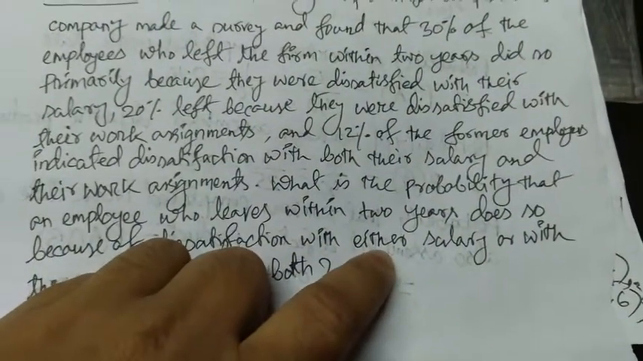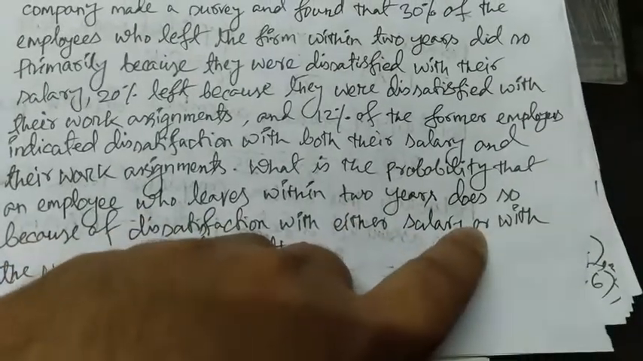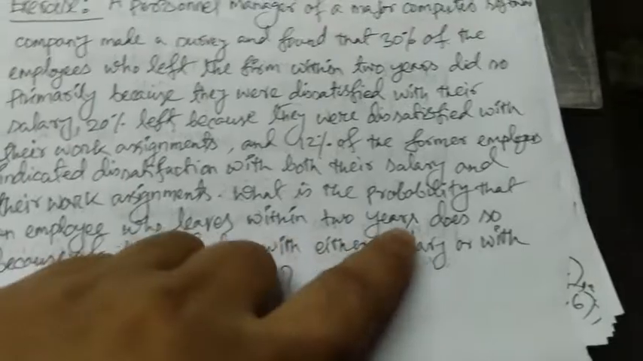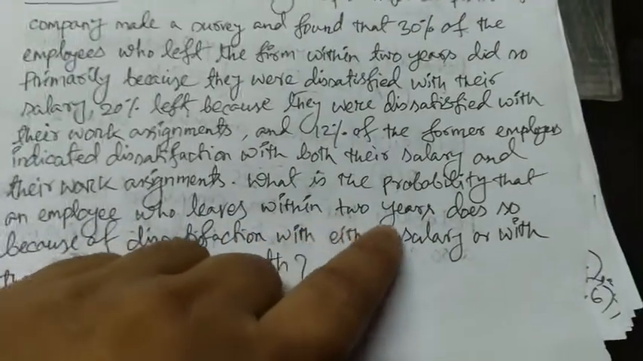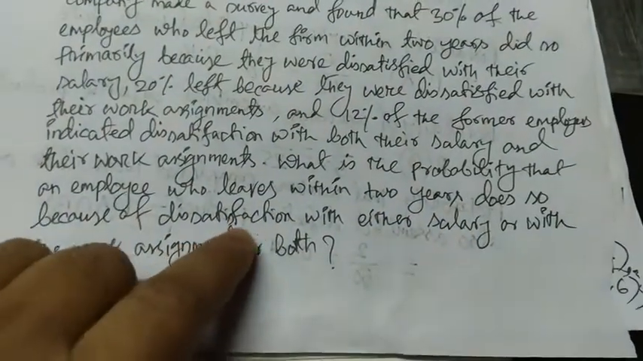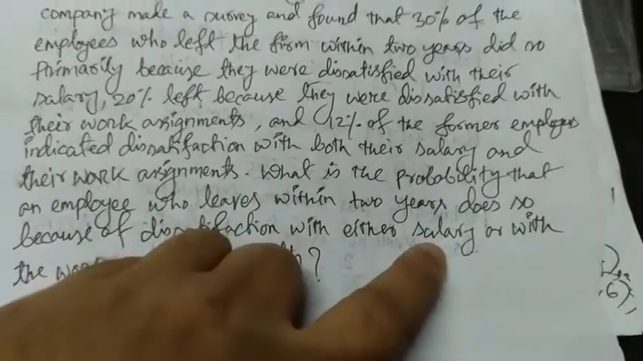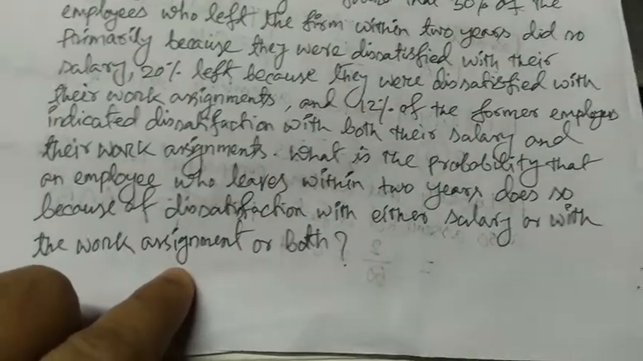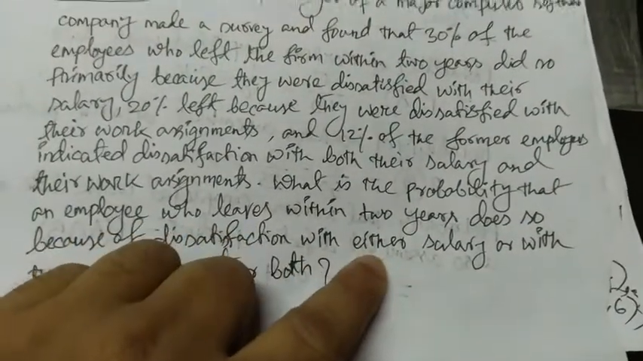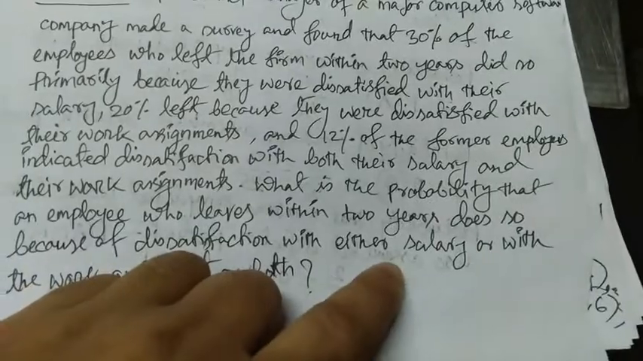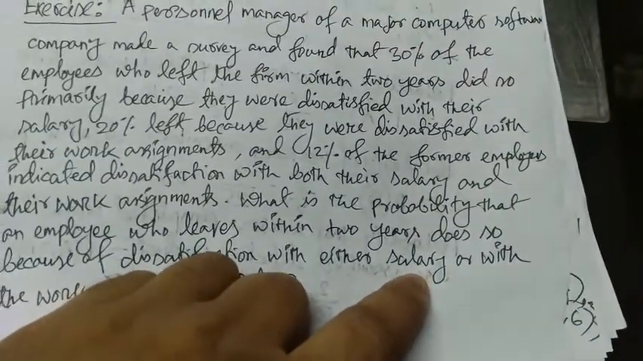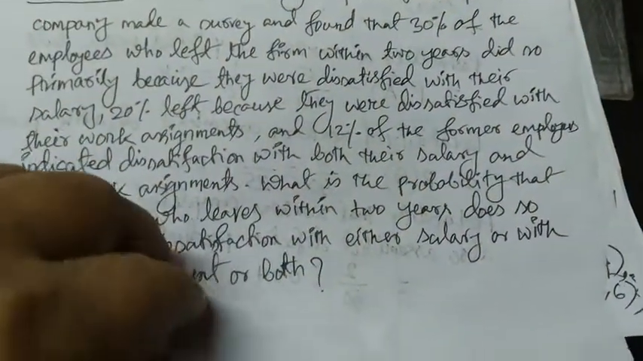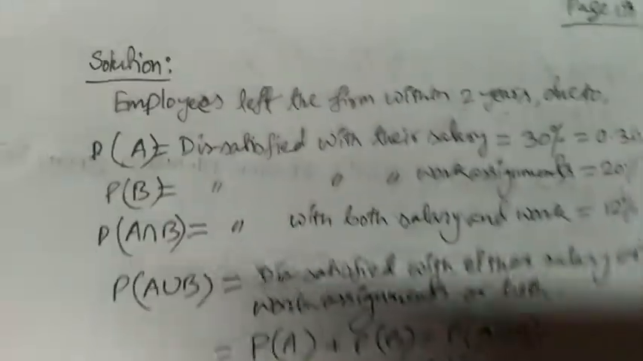As I said before, whenever you see the word "either or," that means you need to find the union set. The question is asking: what is the probability that an employee who leaves within 2 years does so because of dissatisfaction with either salary, that is event A, or with the work assignment, that is event B? That means you need to find the union set, A union B, the probability of A union B. Right, so let me solve it.